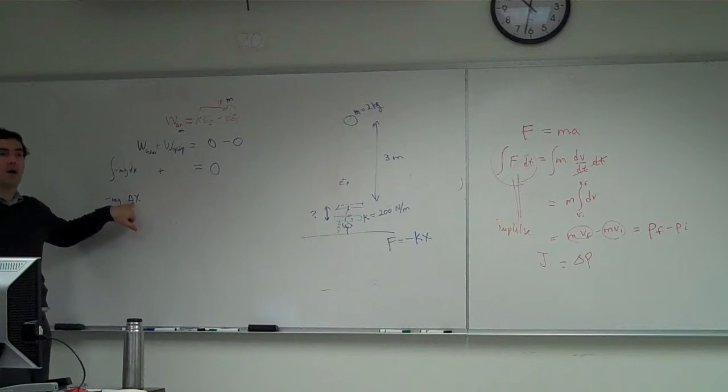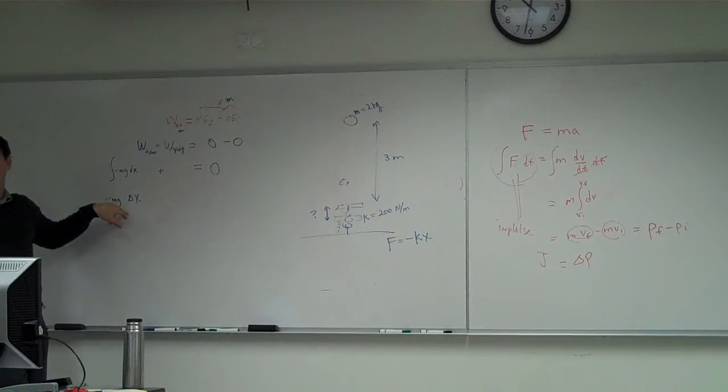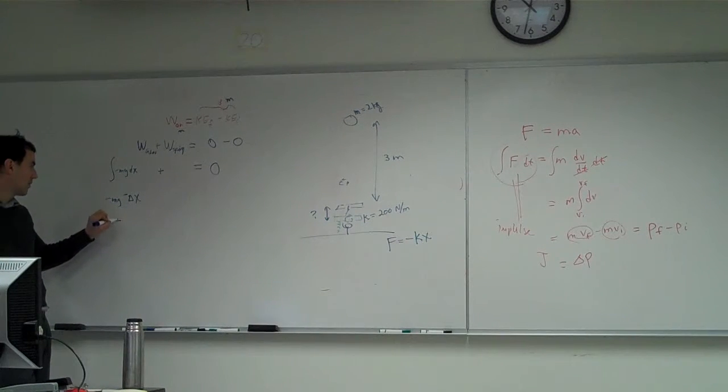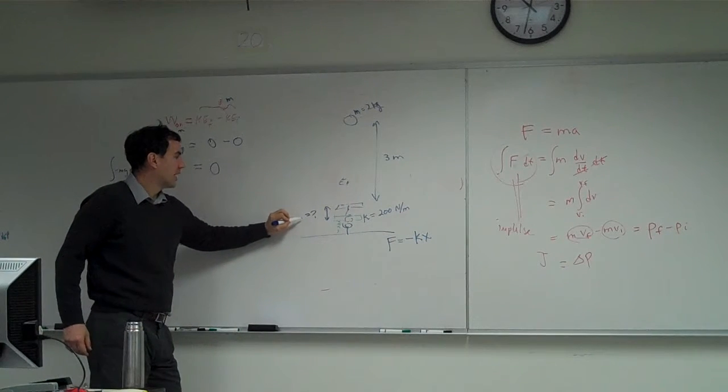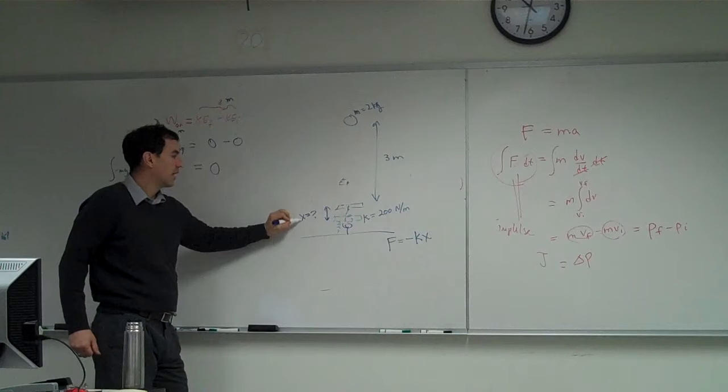Is the change in position positive or negative for the mass? In other words, does it go up or does it go down? It goes down. So that's going to be negative. Negative times negative is going to make it positive. Let's give this question mark a name. Let's call it x.